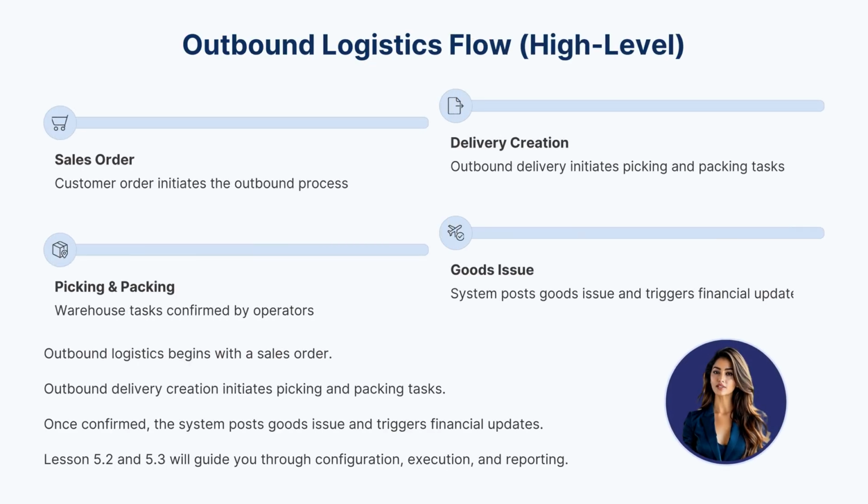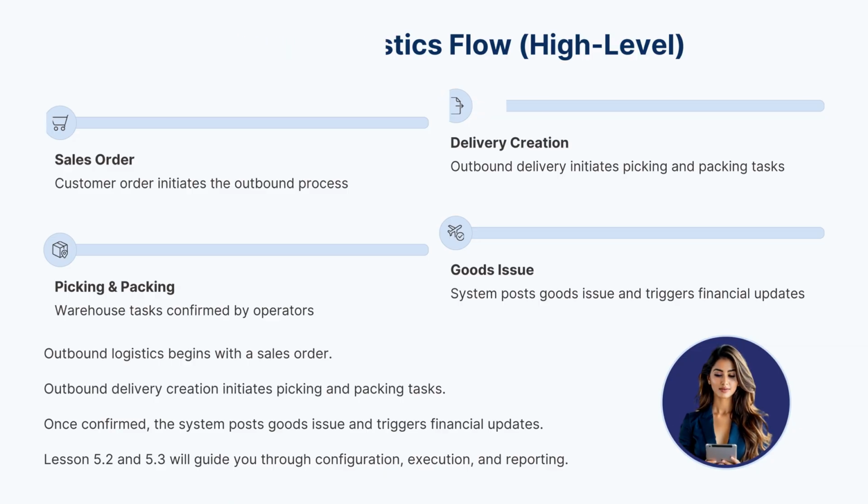Outbound logistics flow, high level. Outbound logistics starts with a sales order. The system creates an outbound delivery that drives picking, packing, and staging operations. When the goods issue is posted, stock is reduced, and financial updates are triggered. You'll explore this complete outbound process in lessons 5.2 and 5.3.